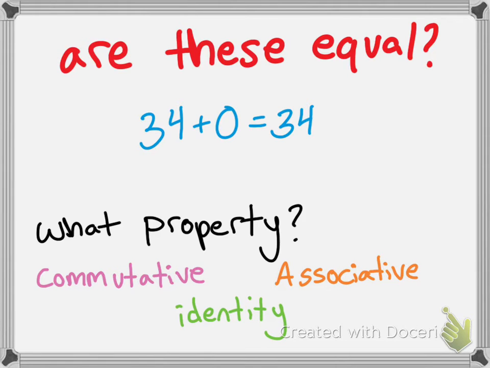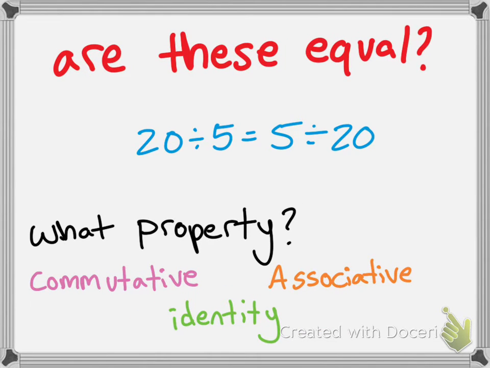It is the identity property. Perfect, the identity property. It's because 34 doesn't change, it maintains its identity. It doesn't change its identity, it maintains it. What about this one? Are these ones the same?